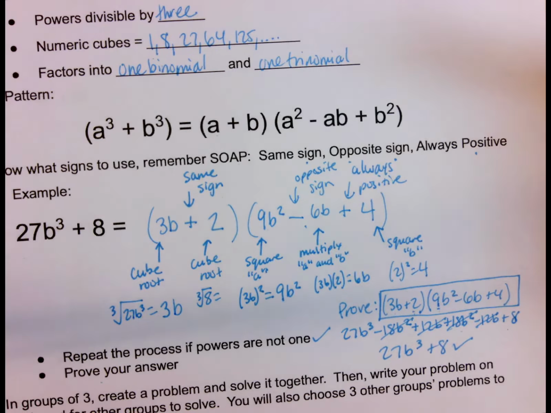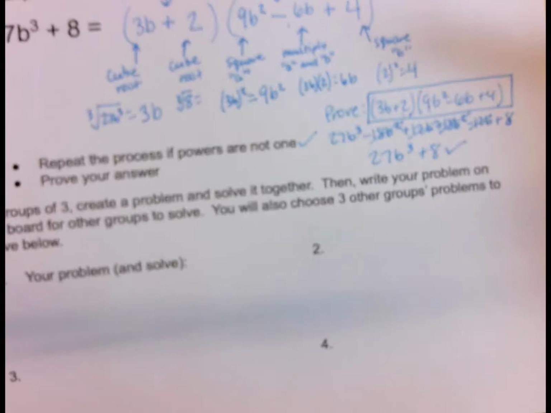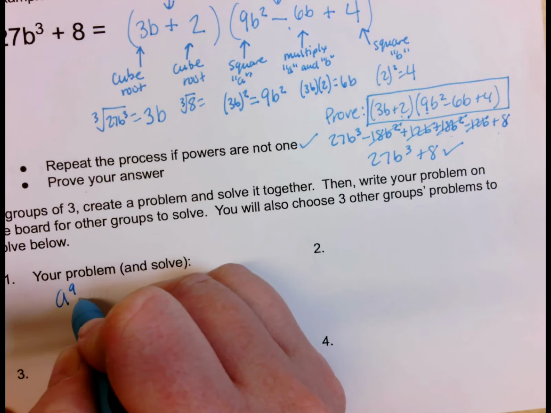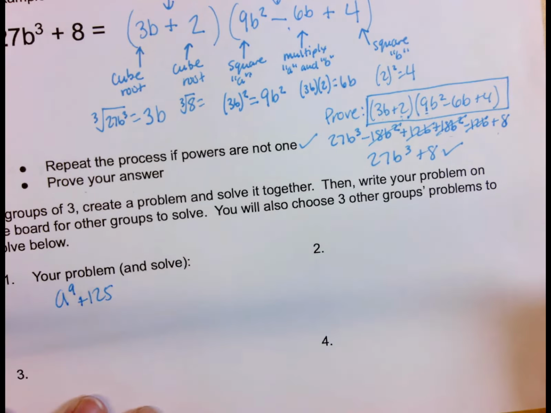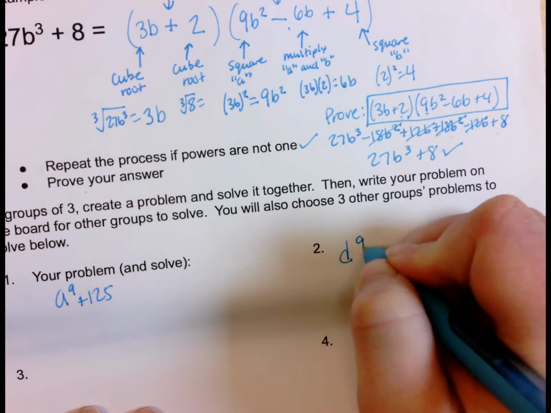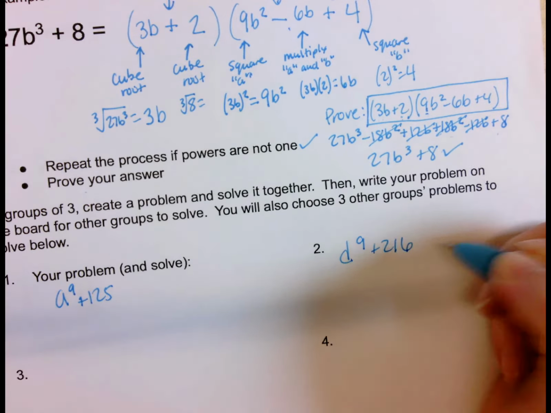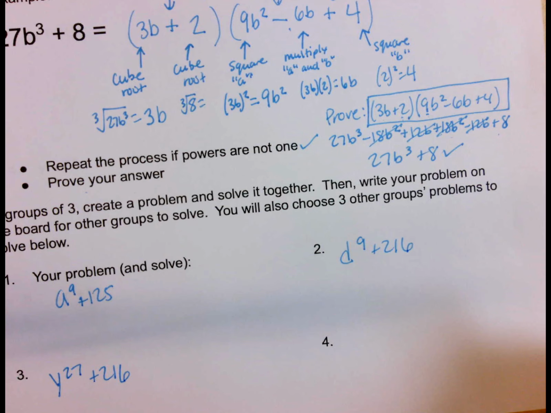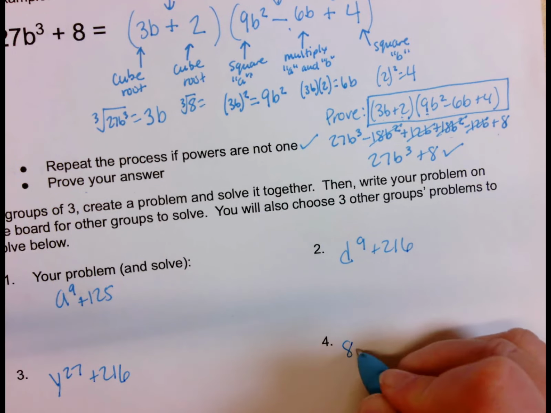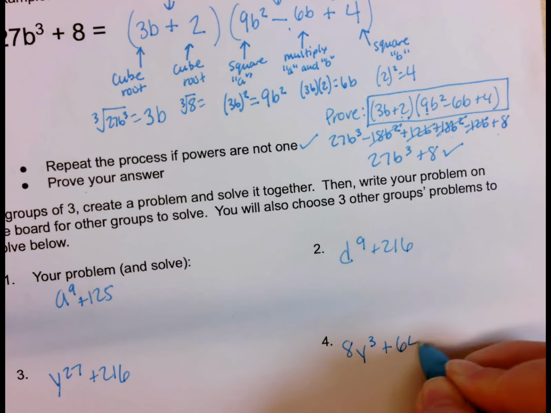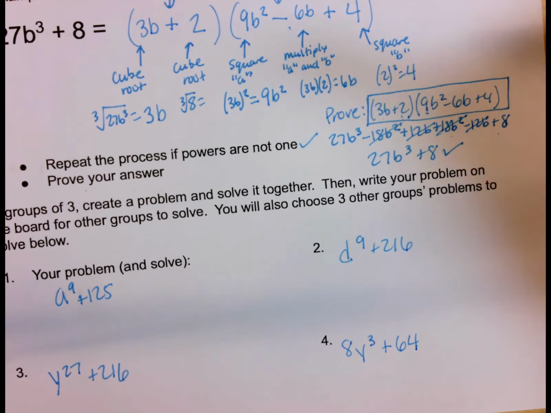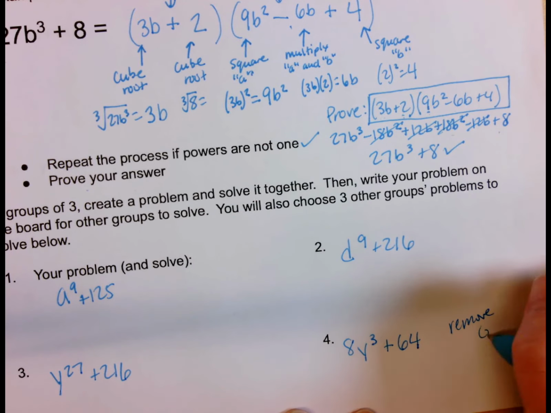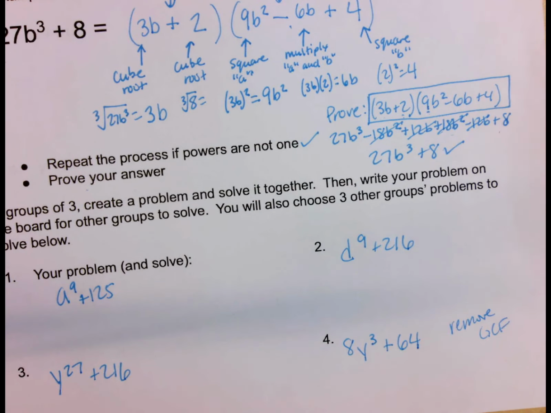Now, you do have 4 practice problems down at the bottom that I want you to complete, so here they are. I want you to do a to the 9th plus 125. I want you to do d to the 9th plus 216. I want you to do y to the 27th plus 216. And I want you to do 8y cubed plus 64. Now, on number 4, you are going to have to remove a GCF first. So don't forget about that.